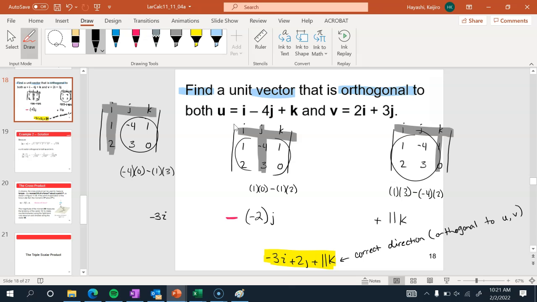Okay, so that vector is in the correct direction because it is orthogonal to u and v. You can just take it for granted that it is. If you wanted to check, you could use the dot product. If you take the dot product of two vectors and they're orthogonal to each other, the dot product should come out as 0. But that's only if you really wanted to check it. So this is in the correct direction, but it's not a unit vector yet. Okay, so minus 3, 2, 11.